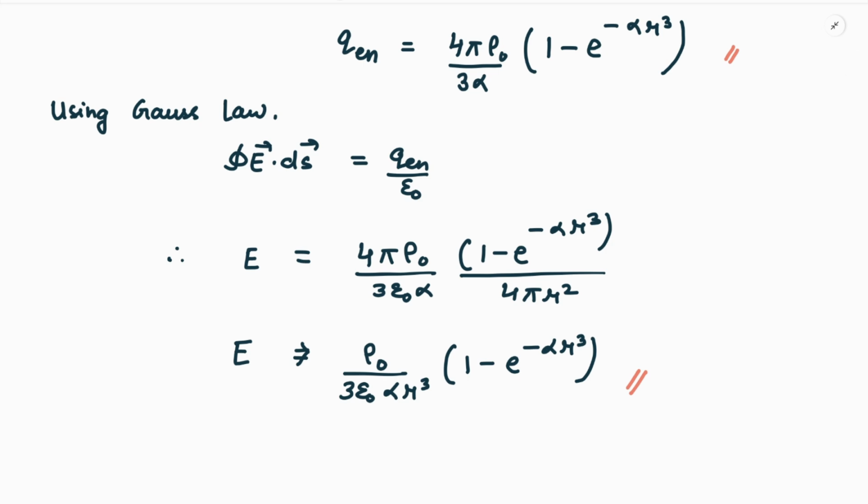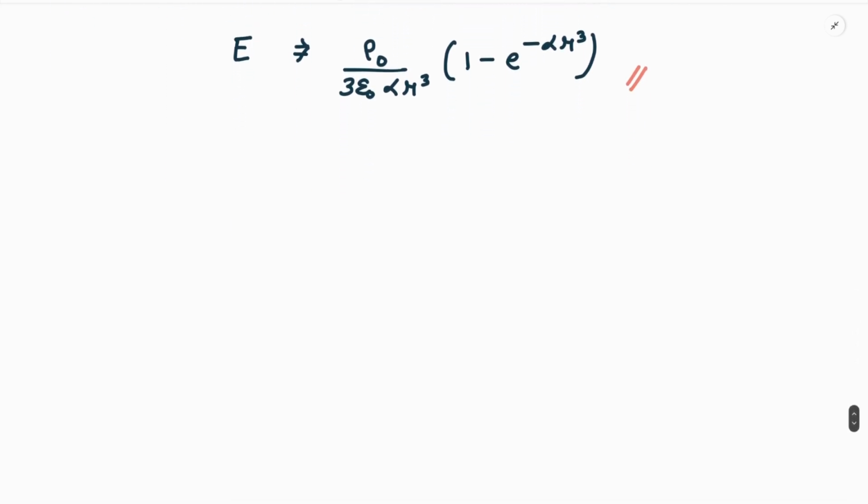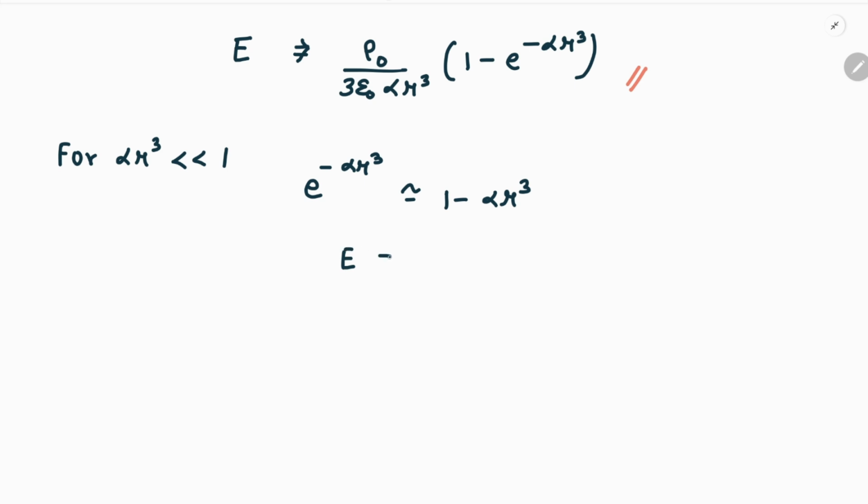Now for the next part, the problem is asking us to investigate the obtained expression for the small and large values of r. So if we investigate this result that we have obtained, we can say for alpha r cube less than 1, if this term alpha r cube is less than 1, e to the power minus alpha r cube can be approximated as 1 minus alpha r cube, and therefore the expression for E turns out to be rho naught r by 3 epsilon naught.